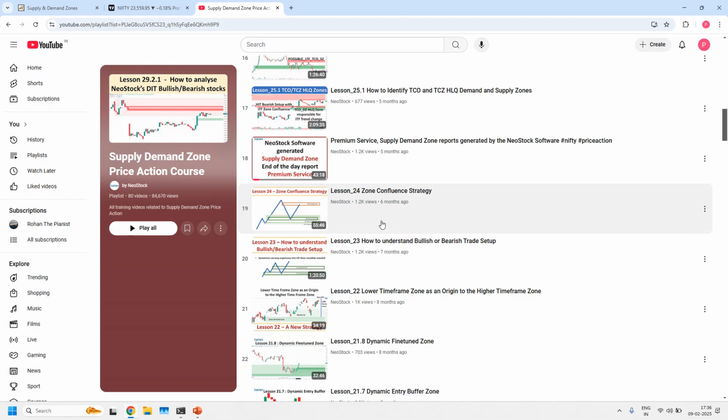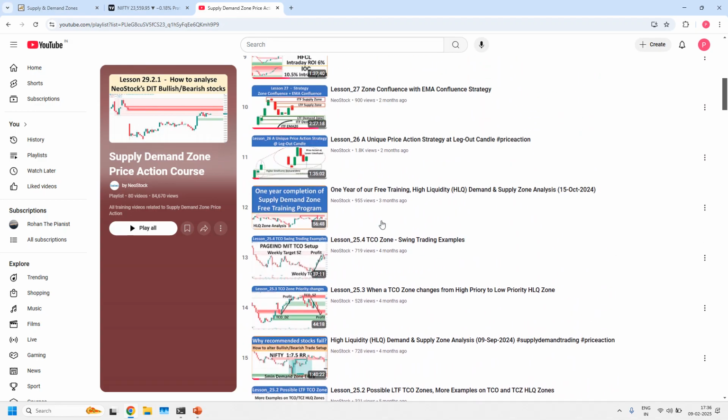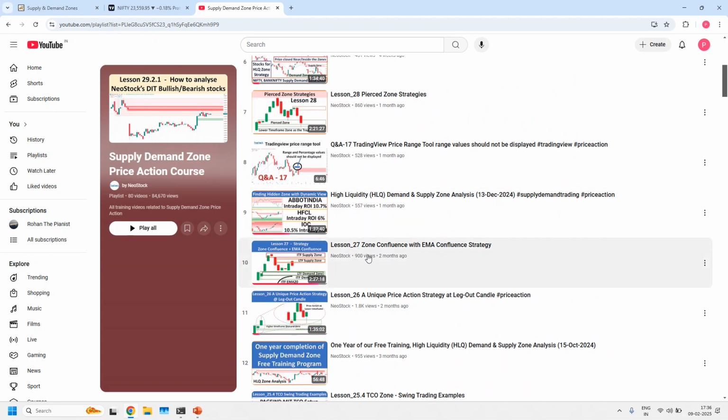And those concepts I explained in lesson 27, zone confluence with EMA confluence strategy. And these lessons you must complete to use bullish and bearish trade setups.